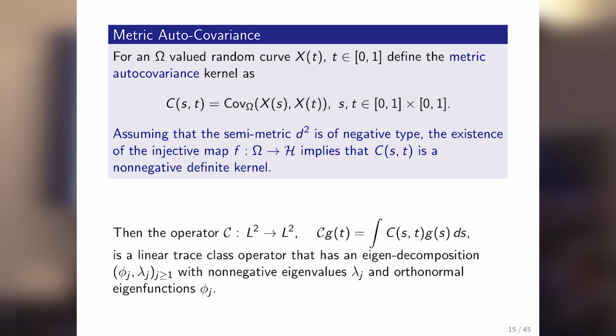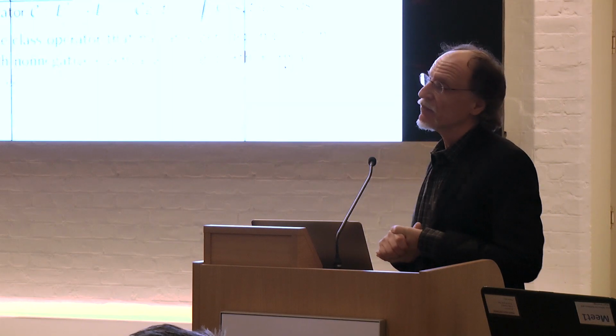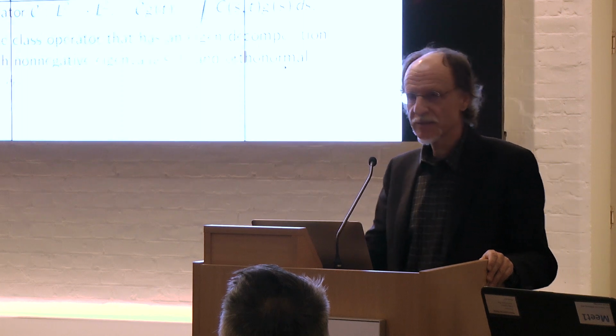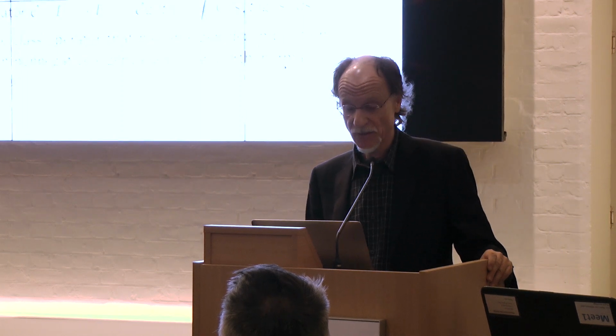So if we now define for omega valued random curve x of t our metric covariance between x of s and x of t, remember these are metric space valued objects at 2 different times. And if the semimetric d square, which belongs to the metric space, is of negative type, then we can be assured, because of the existence of this map, that we have a non-negative definite kernel, which then means that the operator, the linear operator which uses this kernel, is a linear trace class operator, and it has an eigendecomposition with non-negative eigenvalues and also normal eigenfunctions.